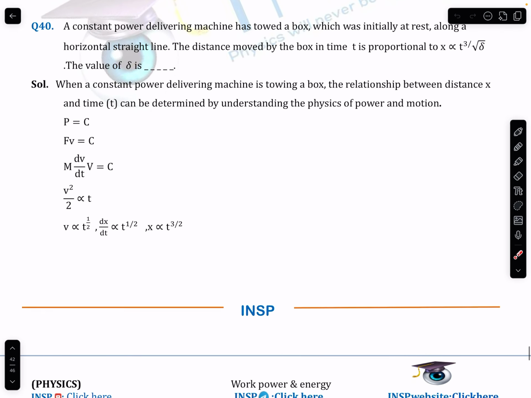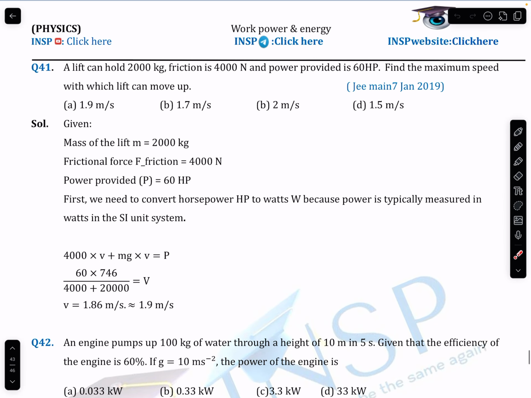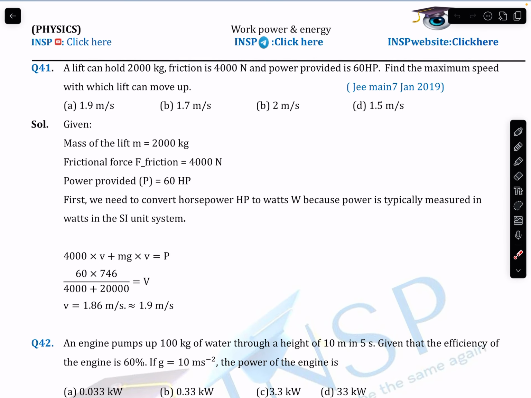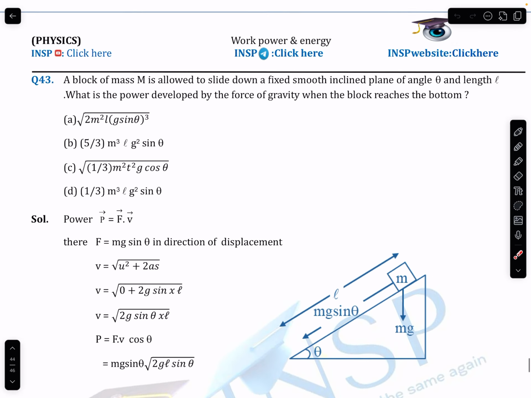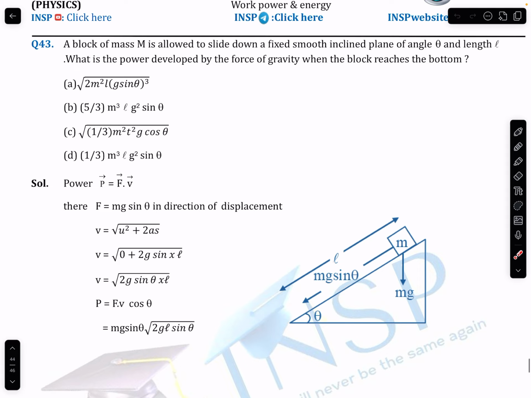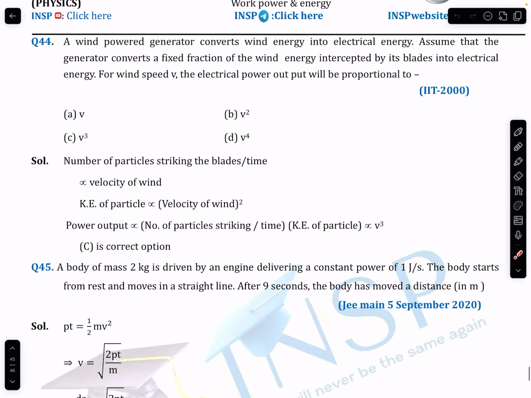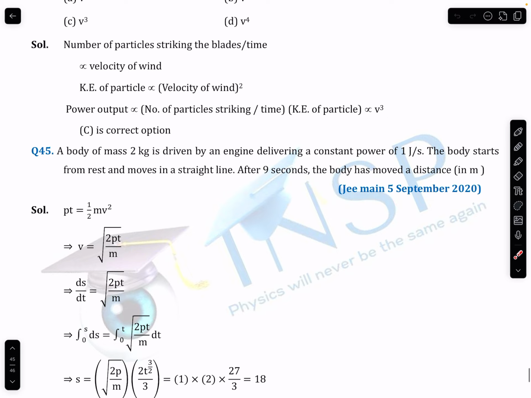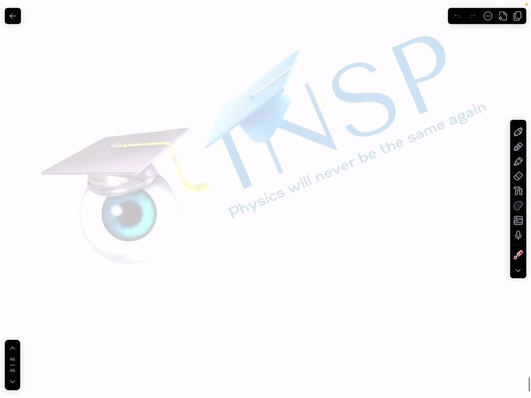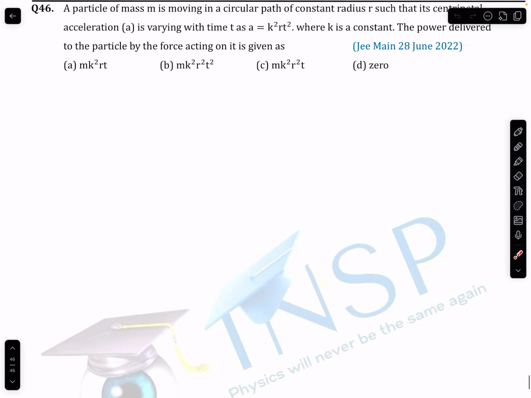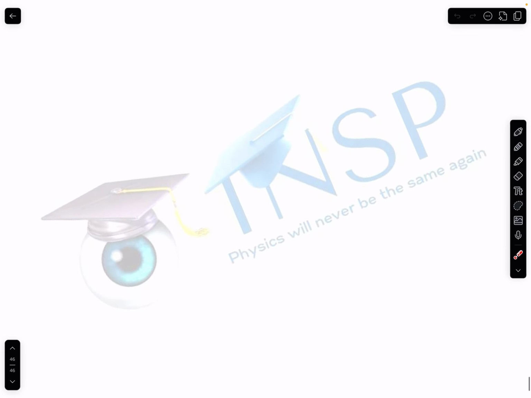Similarly, question number 40, you can just see that. Okay? If you want, you can take the screenshot of this. About the lift, it came in mains. Quickly you can go through all these problems. I think this is the last problem, 46. Yeah, easy, very standard circular motion problem. Yeah, that's it.